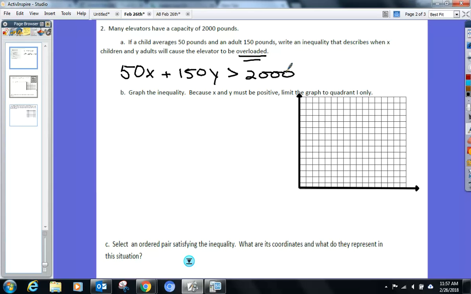Before we graph, we're going to keep it to quadrant 1. Anybody know why? What do X and Y represent here? Number of children and adults. Can I have negative? No. So we're going to keep everything to quadrant 1. That's why I've set it up like this. There's no need to set it up down the middle like usual. Keep them all positive.